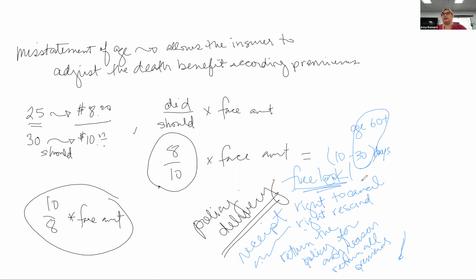Now, the exception to that, it's not an exception, we're going to get to the exception in a minute. For seniors, we want to remember that they get more time. The senior gets 30 days if they're 60 years or older. So they've got to be age 60 or older, they get the 30 days.